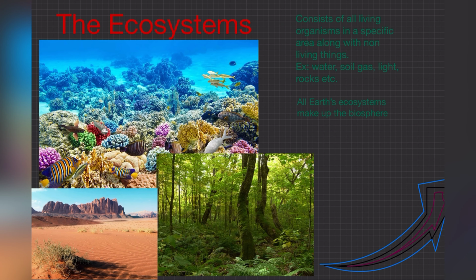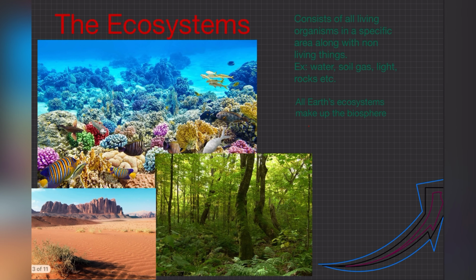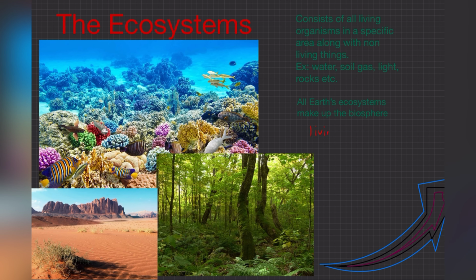Then if we see what an ecosystem is, this consists of all living organisms in a specific area. So they actually interact with a lot of non-living things. So when we think of ecosystems, we can think of living plus non-living in a specific area. So all of Earth's ecosystems make up the biosphere.